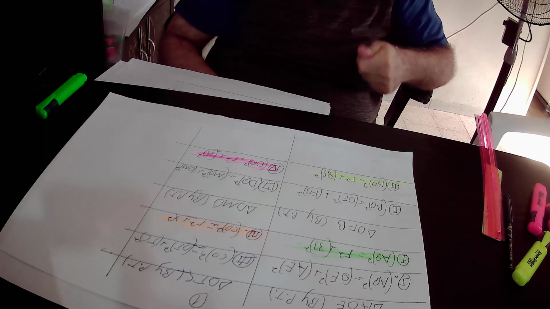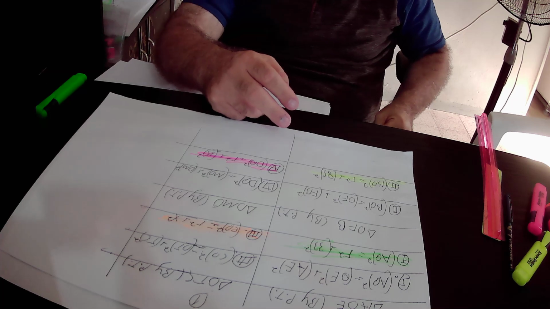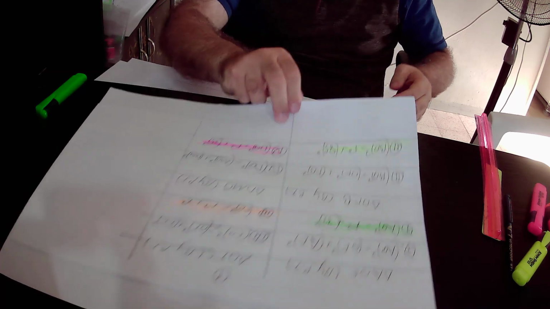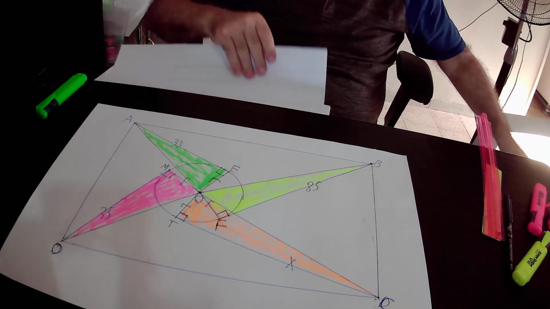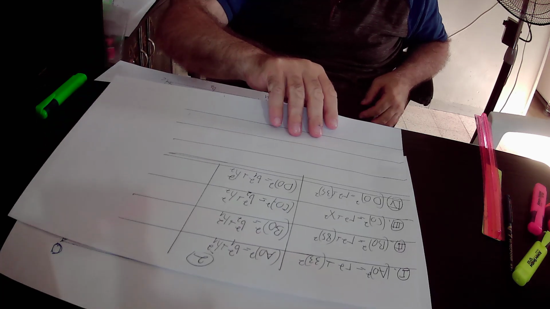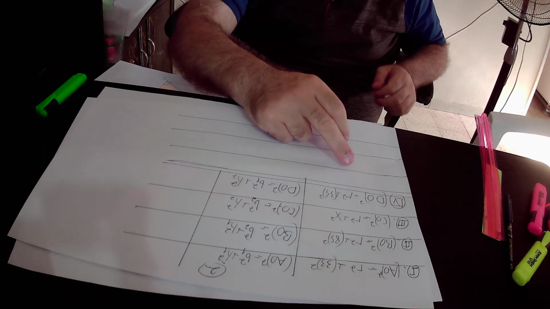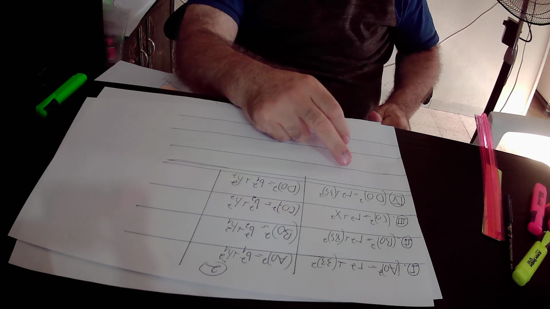Then I copied the 4 equations that we derived from the Pythagoras theorem onto a new page here, and those are the 4 equations that we derived from the Pythagoras theorem.